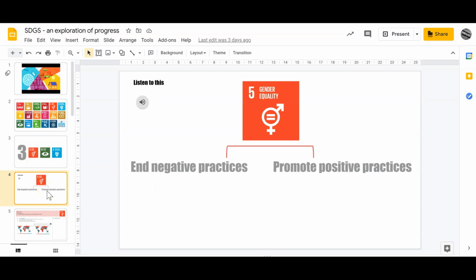So we're breaking gender equality into 2 main subsets. So the negative things against women and girls is to end those, and then to put into place some positive things for the women and girls as well. If you listen to this, it'll guide you through some examples of those. You can also check in your books.